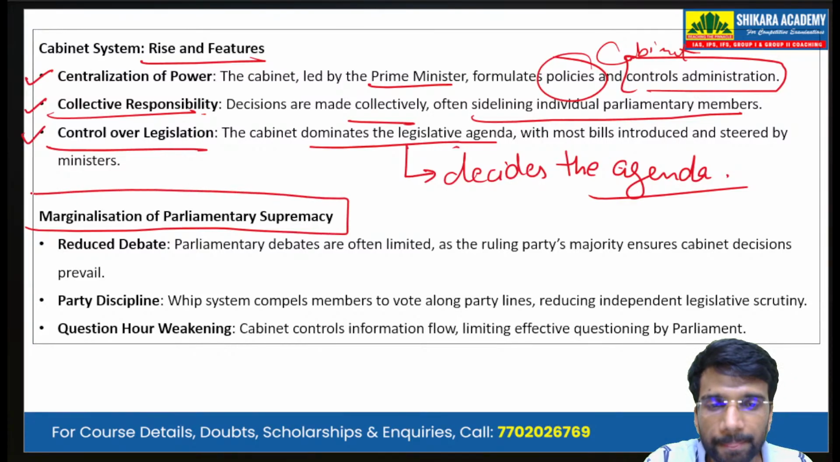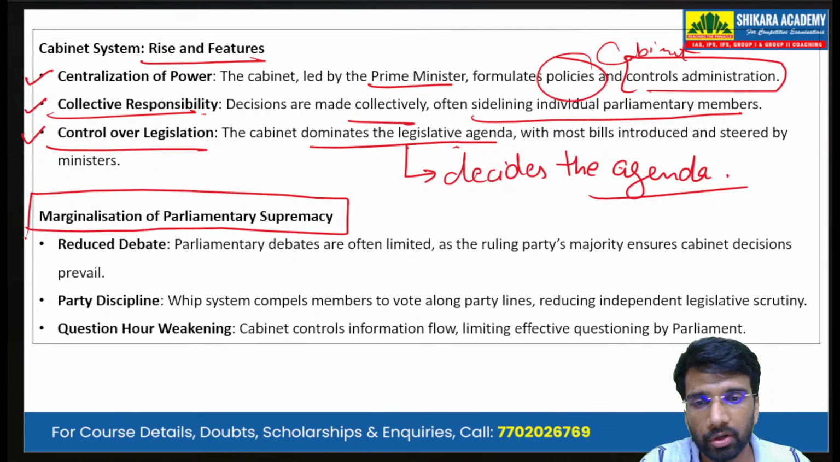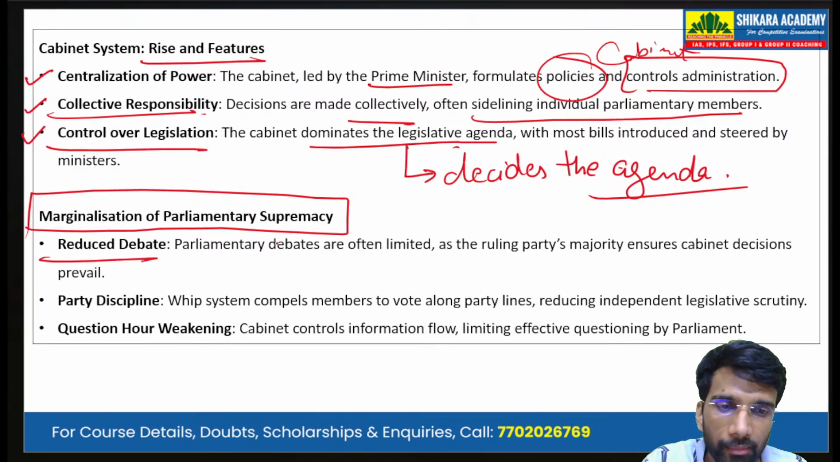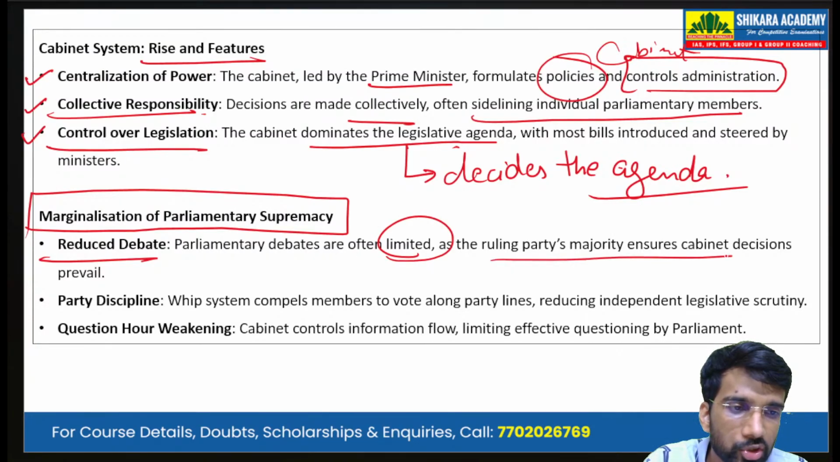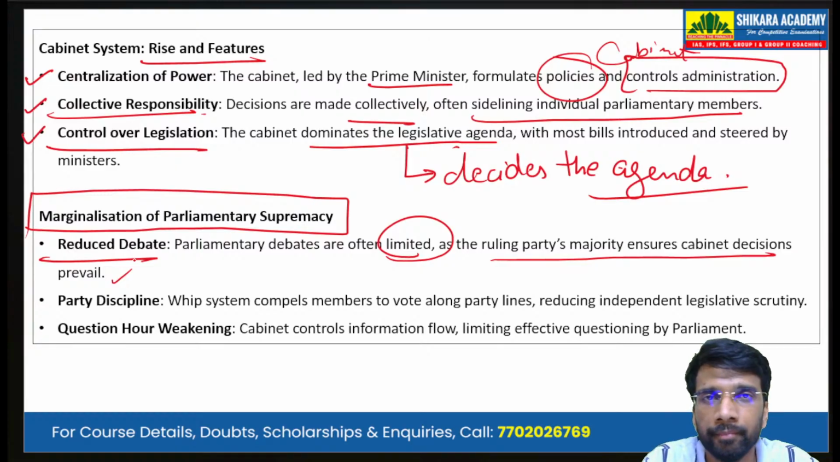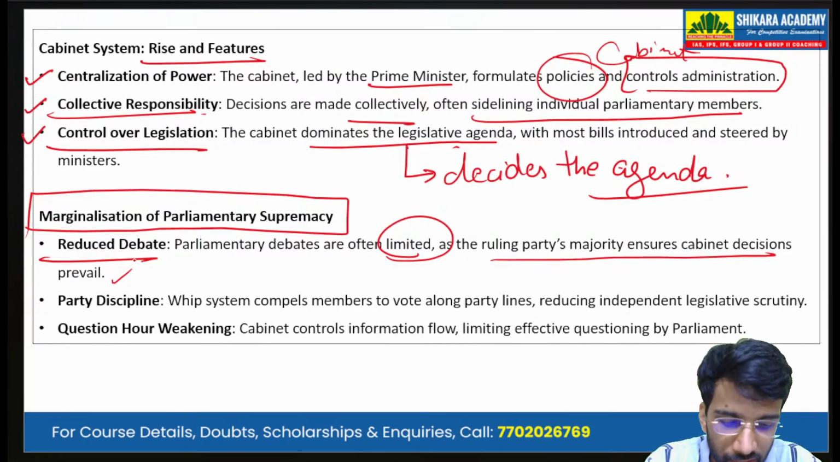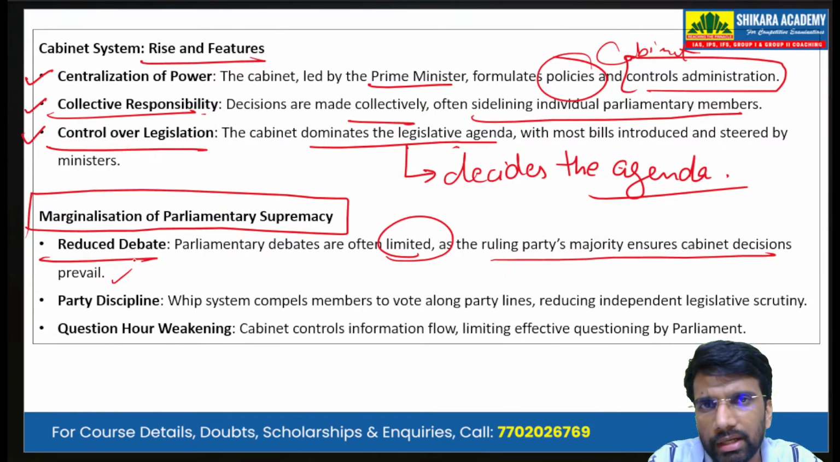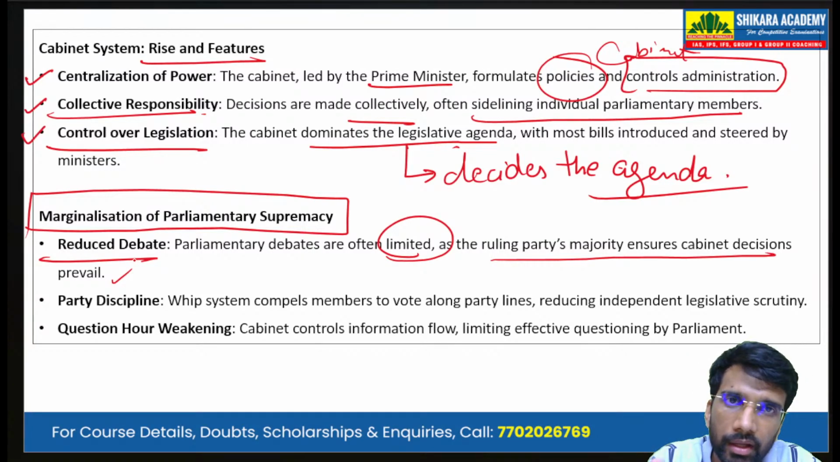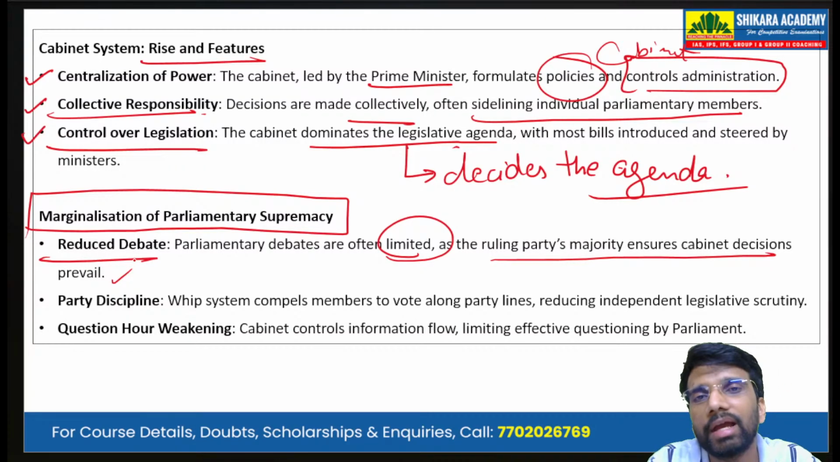The marginalization of the parliamentary supremacy. Why is the parliament's supremacy under threat? Because of reduced debate. Parliamentary debates are often limited as the ruling party's majority ensures the cabinet decisions prevail. We are seeing over the last 5 to 10 years, or even before that, the quality of debate in the parliament has been going down. The duration of the debate is going down, and the quality is also going down, because the ruling party is ensuring that ultimately the cabinet's decision has to prevail in the parliament.